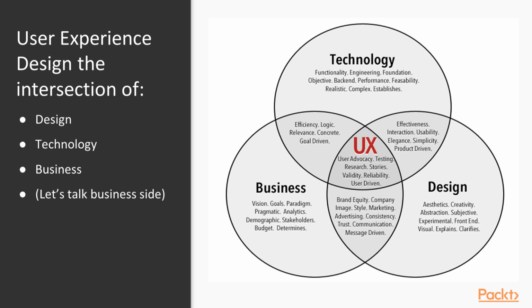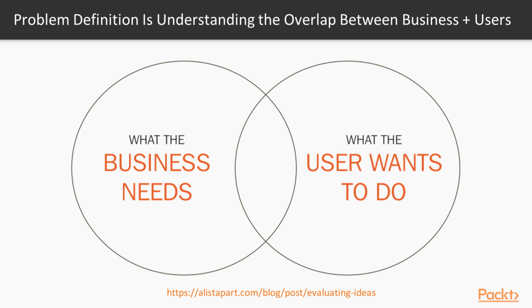Now, we've been talking about this since the beginning, but UX is really the intersection between business, design, and technology. And if we don't understand the business portion, it can be very challenging to try and say that we know why a technology works or how a design is going to be useful. And talking about the businesses is really at the core of what we're going to be doing in this section. Now, defining a problem is about understanding the overlap between what a business needs and what users want to do. Right? What are the things?